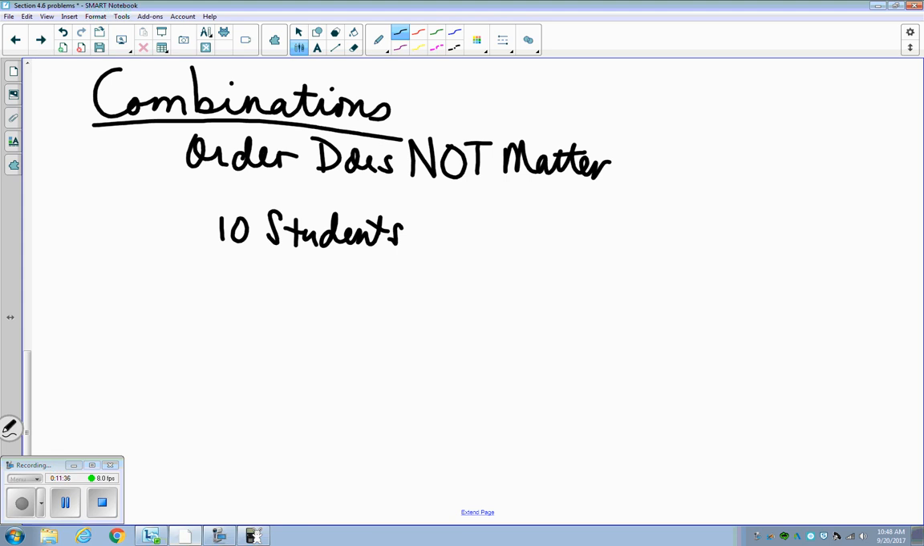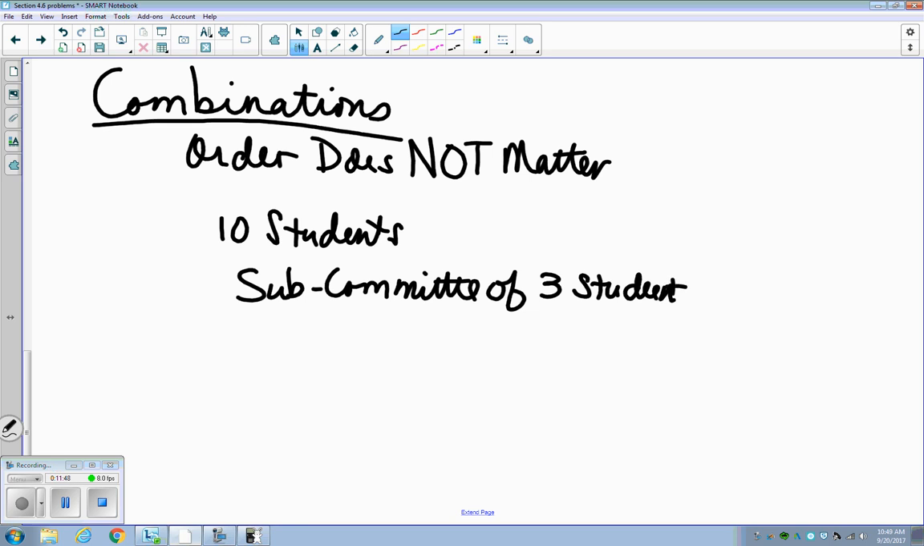I have a group of 10 students, and I want a subcommittee of 3 students. So order's not going to matter, because it doesn't matter if I picked Aaron first and Donald second and Jemiah third. They all 3 got the same position, the position of a subcommittee member. So order doesn't matter. So that's when I'm going to say, hey, I've got 10. I'm going to put in a combination because order doesn't matter, and I'm going to choose 3. How many different ways can I do that?